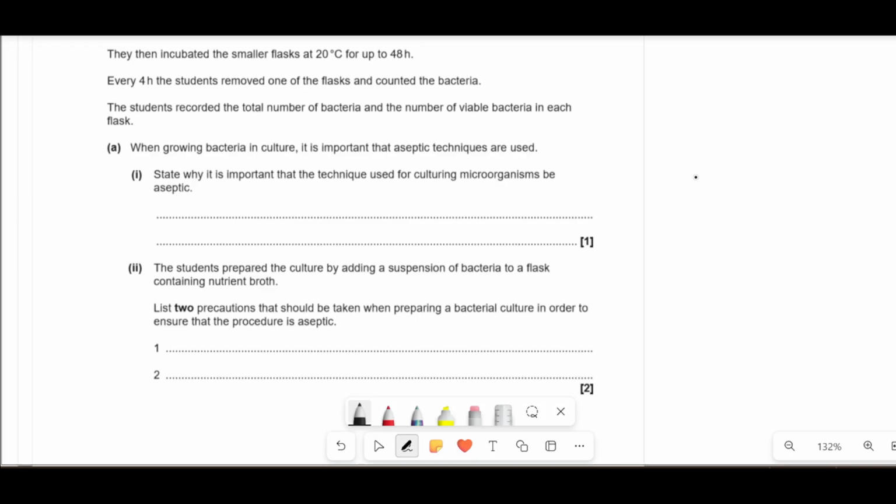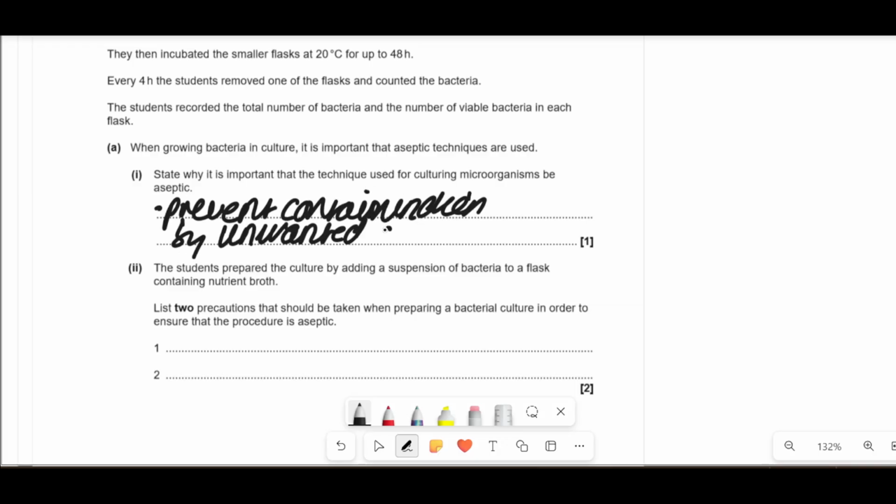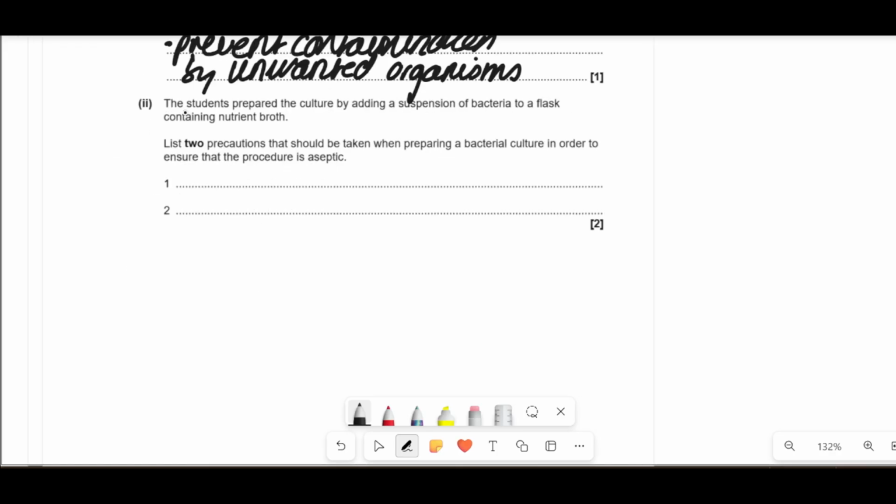So when growing them in culture, it's important that aseptic technique is used. State why it's important for that to be aseptic. It's to prevent contamination by unwanted organisms. Next, the students prepared the culture by adding a suspension of bacteria to a flask containing nutrient broth.